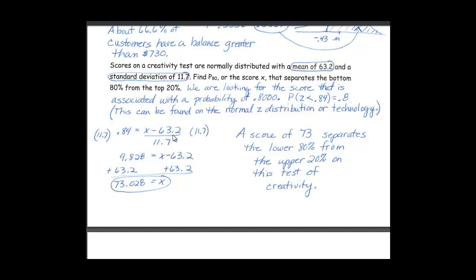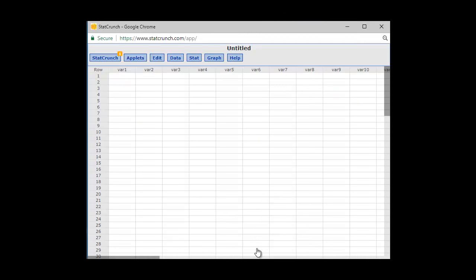So we're going to plug that in and work backwards, do our algebra going backwards. We have to multiply both numerator and denominator by this fraction to clear the fraction out of the right side of the equation. Collecting, we find that we have a score of 73 separates the lower 80% from the upper 20%.